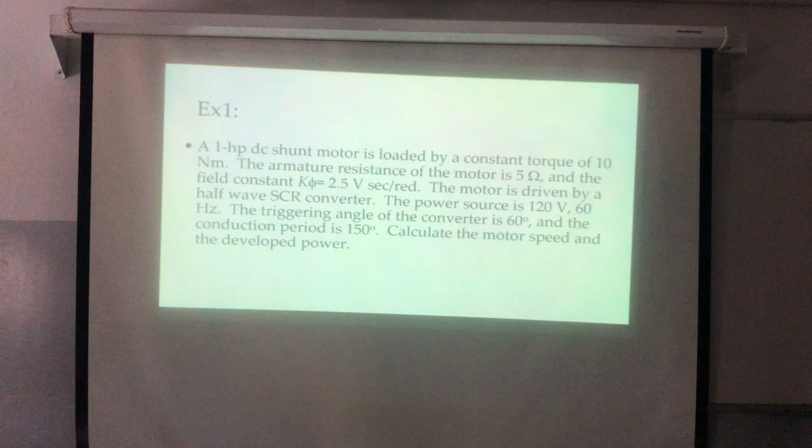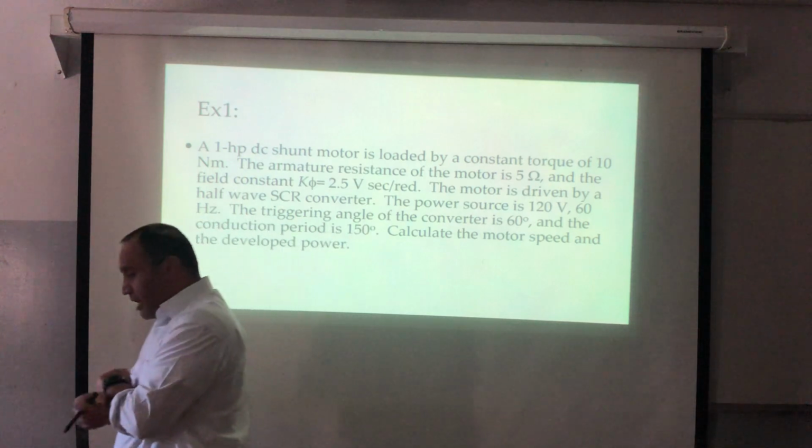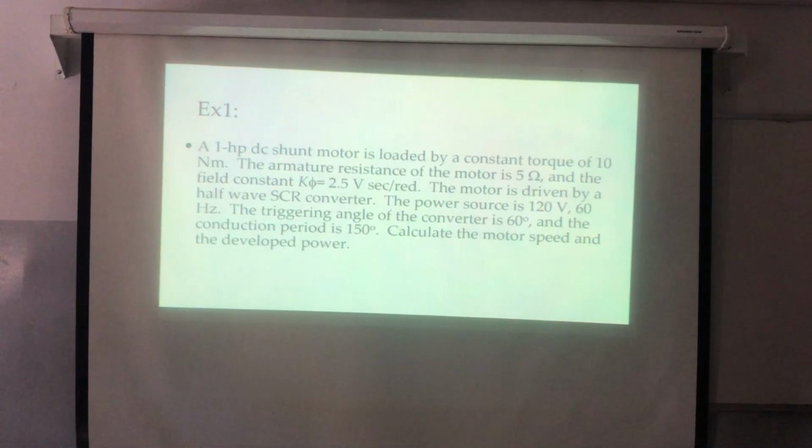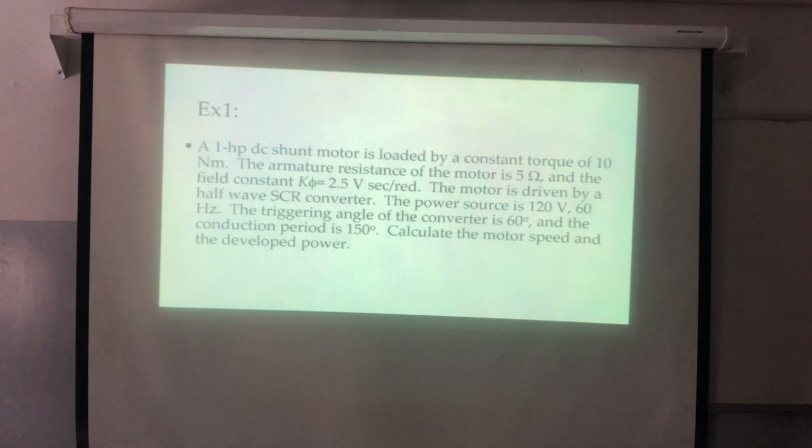Now, let's solve the first example. Here I'm having a 1 horsepower DC shunt motor loaded by a constant torque of 10 Newton meter. RA is 5 ohm, and I'm having a constant field, which is 2.5 volt second per rad. I'm using the silicon control rectifier converter in order to control this one. The supply is 120 volts, 60 hertz. Alpha is equal to 60 degree, and the conduction period is equal to 150. I need to calculate the motor speed and the developed power.